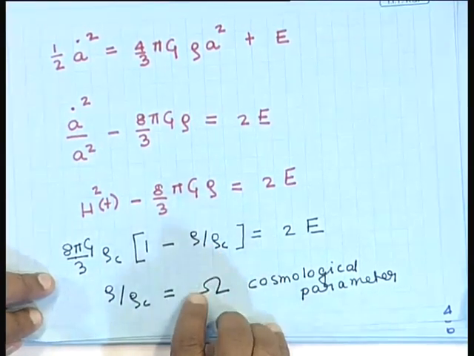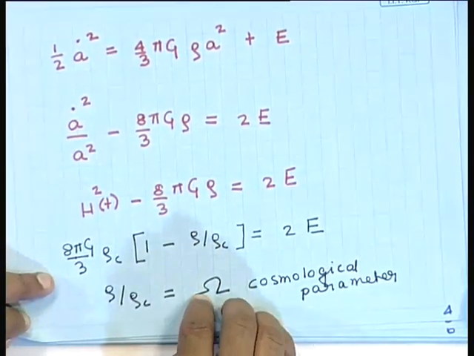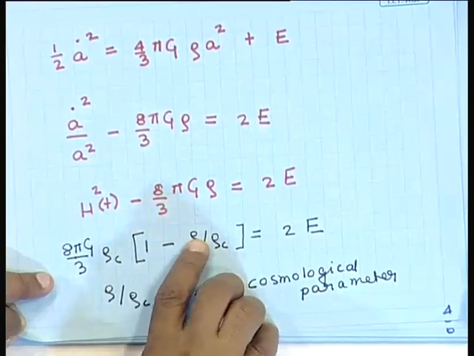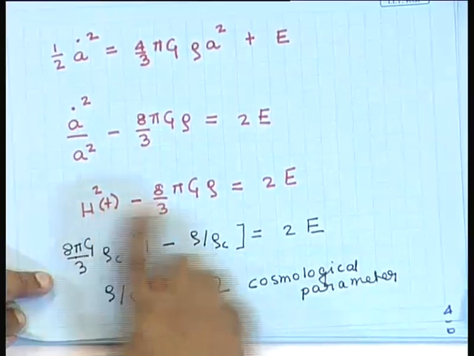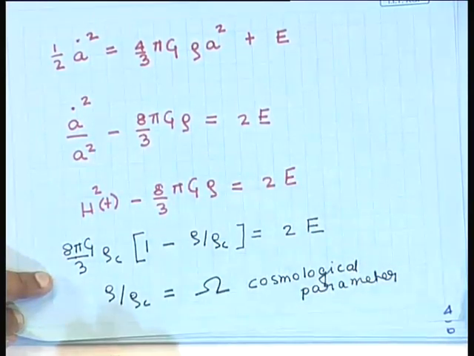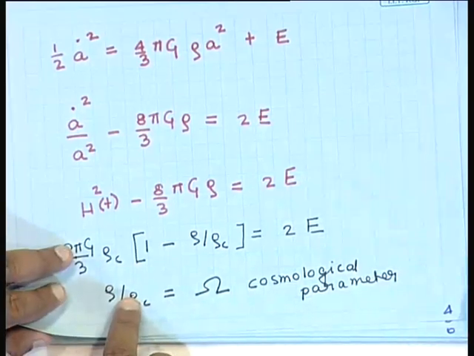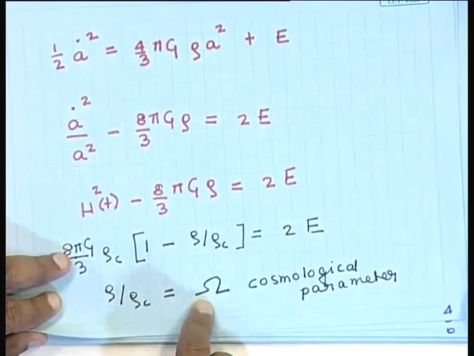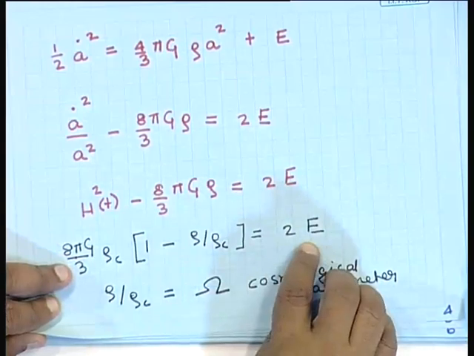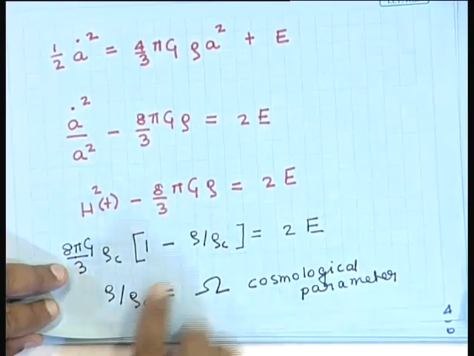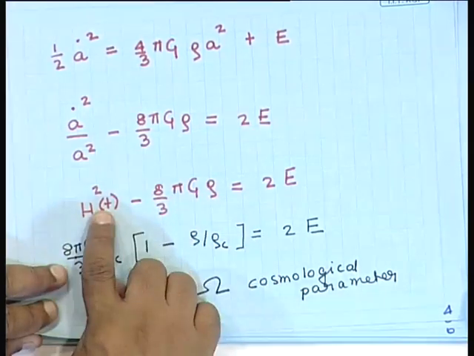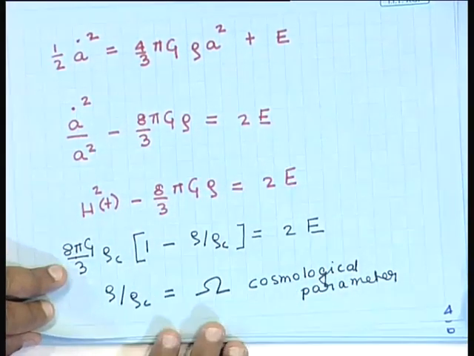If omega is more than 1, it means that the density is more than the critical density. This term is larger than this term, so E is negative. If the density is less than the critical density, omega is less than 1, E is positive. If the density is exactly equal to the critical density, then these two terms exactly cancel out, E is 0.